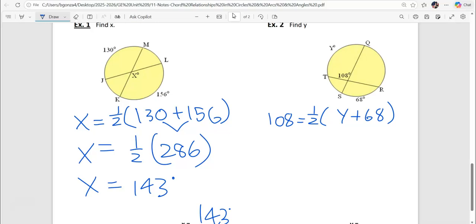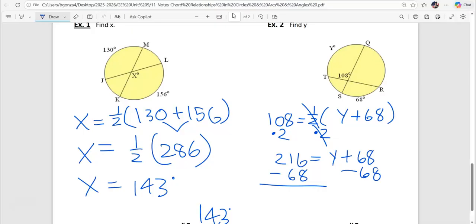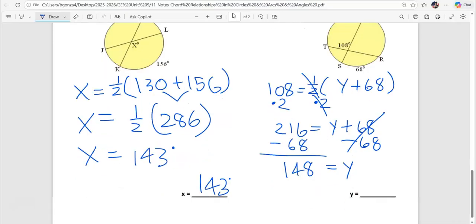Now, this is crazy. To solve for Y, I need to first get rid of the 1/2. And how do you get rid of a 1/2? Times 2 on both sides. The 1/2 and the times 2 cancel out. 108 times 2 is 216. That equals Y plus 68. And then get rid of that loner by subtracting 68. And you get 148 equals Y. That's it.